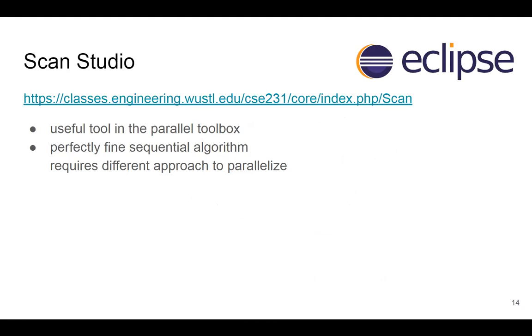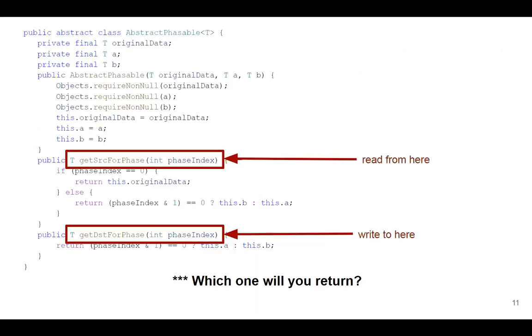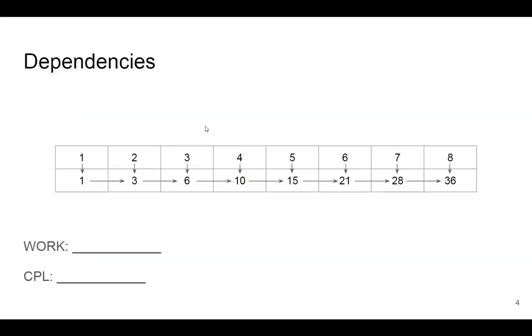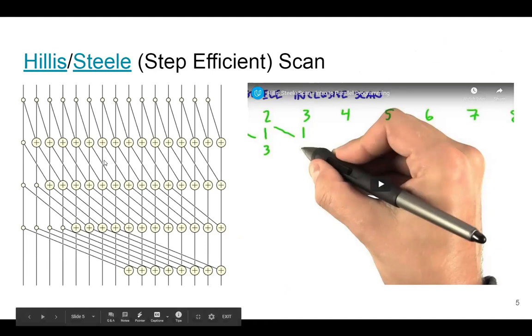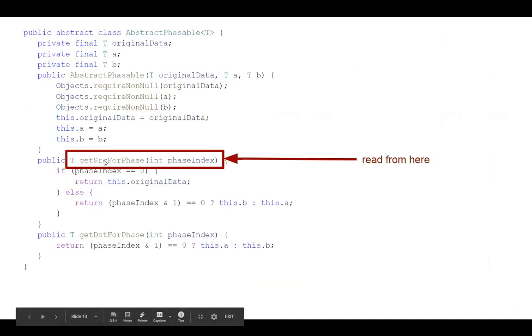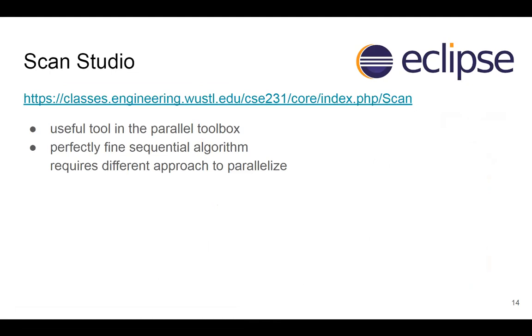Scan is definitely a primitive that is available and is a very useful tool. What I also like about it is it's this perfectly fine sequential algorithm. There's nothing wrong with how I described that set of dependencies, and if you were building a sequential algorithm, that's how you should do it. But it feels like it has this inescapable set of dependencies, where my work is n and my critical path length is also n. But if you think about it in a different way, you can get that span down to log n, which I really like.